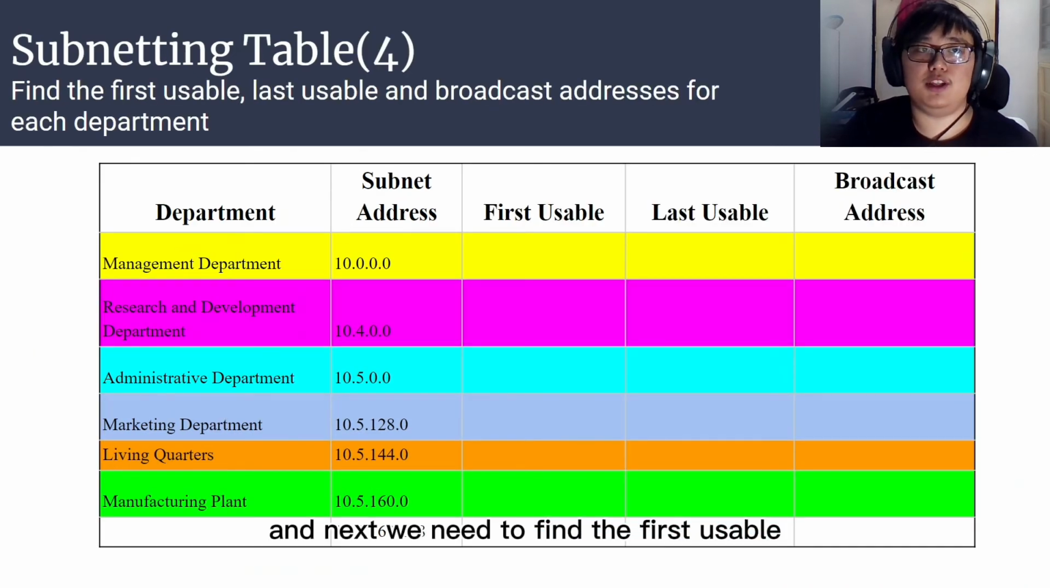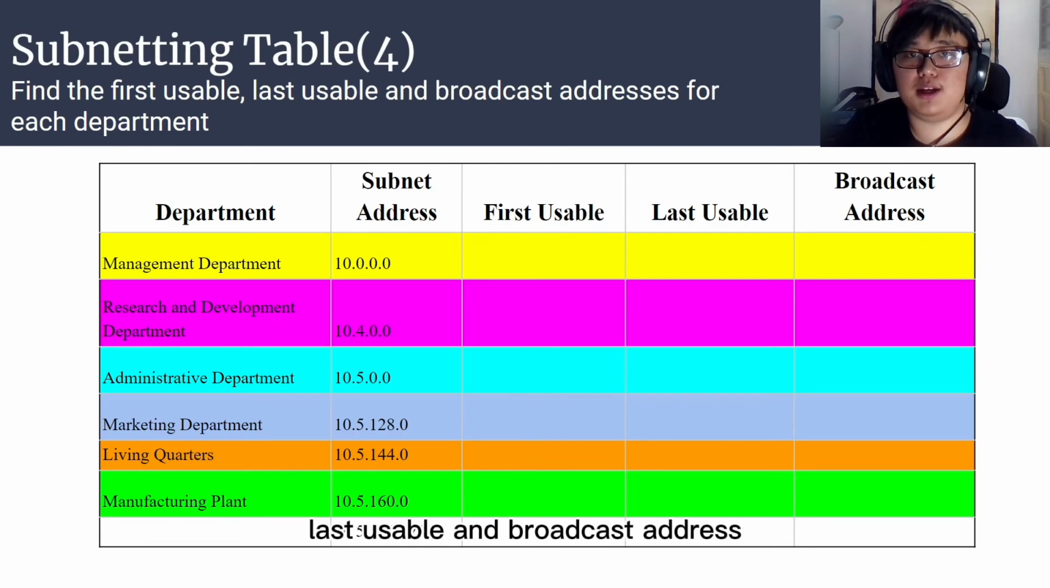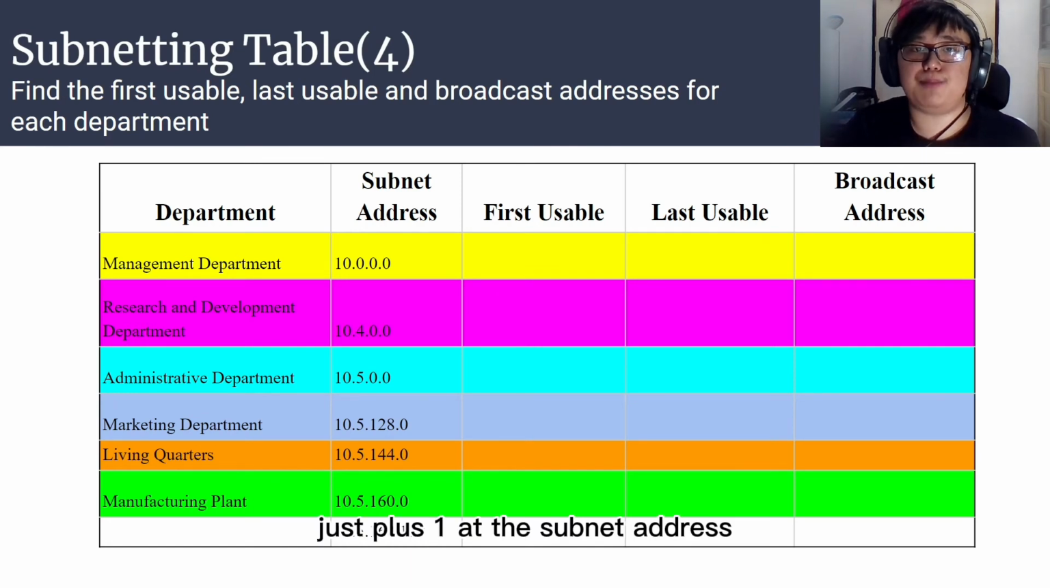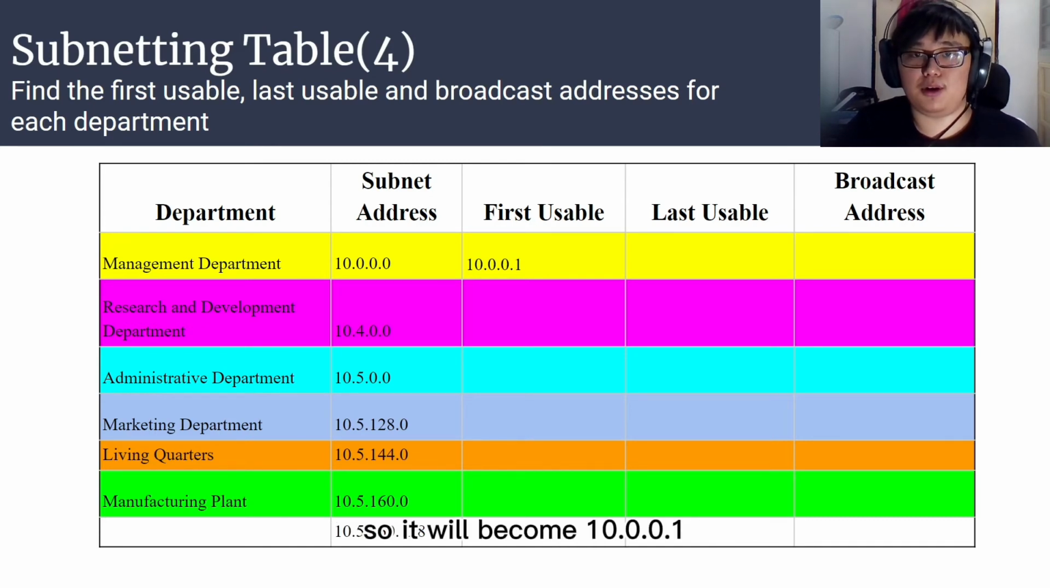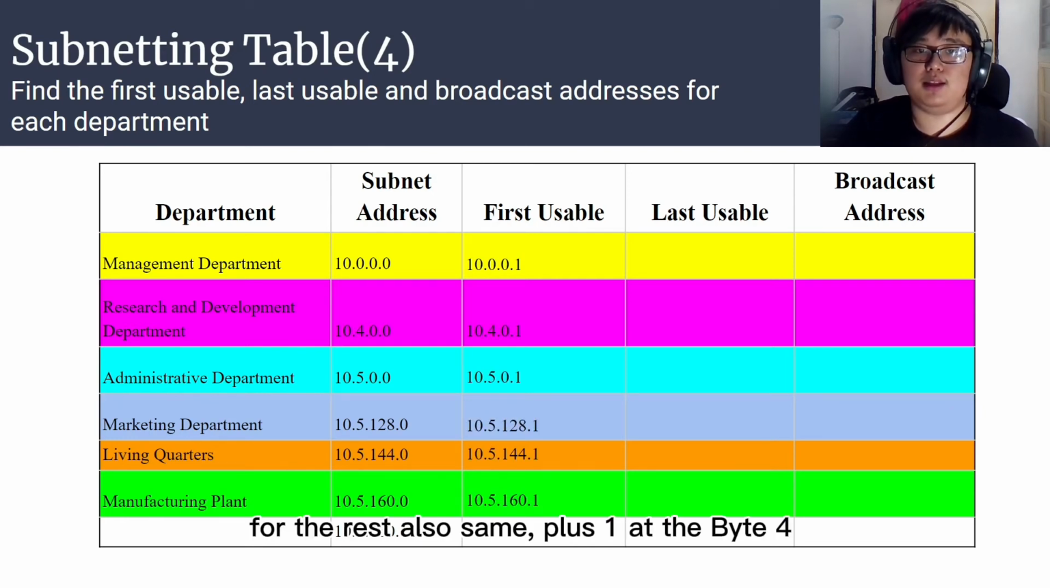Next, we need to find the first usable, last usable, and broadcast address for each department. For the first usable, it is simple, just add 1 to the subnet address. For example, 10.0.0.0 plus 1 at byte 4 will become 10.0.0.1. For the rest it is also the same, plus 1 at byte 4.